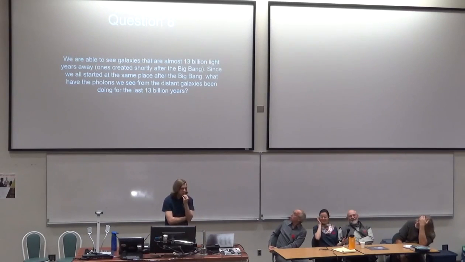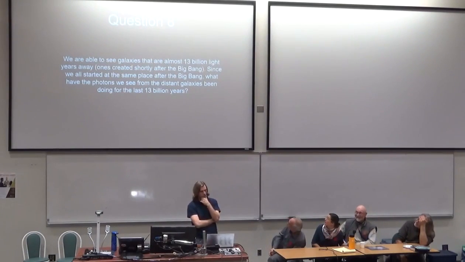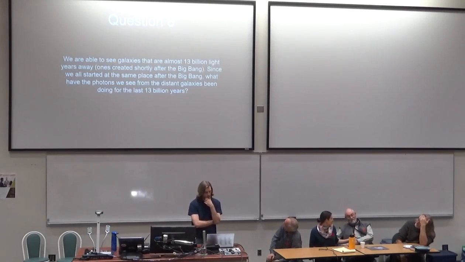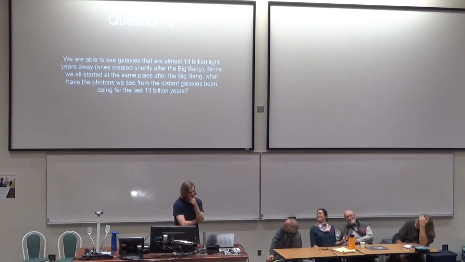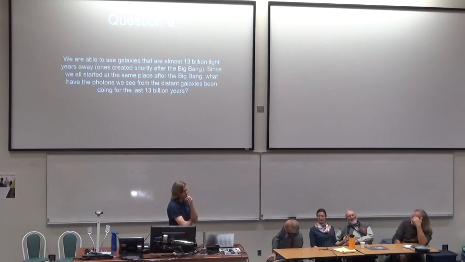So this actually ties in a lot with what was being asked. We are able to see galaxies that are almost 13 billion light years away, ones created shortly after the Big Bang. Since we all started at the same place after the Big Bang, what have the photons we see from the distant galaxies been doing for the last 13 billion years?